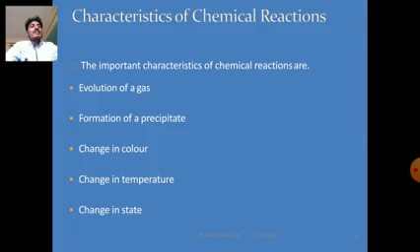Next, the characteristics of chemical reactions. The important characteristics of a chemical reaction: the first one is the evolution of gas. Next one, the formation of a precipitate. Third one, change in color. The fourth one, change in temperature. And the fifth one, change in state.